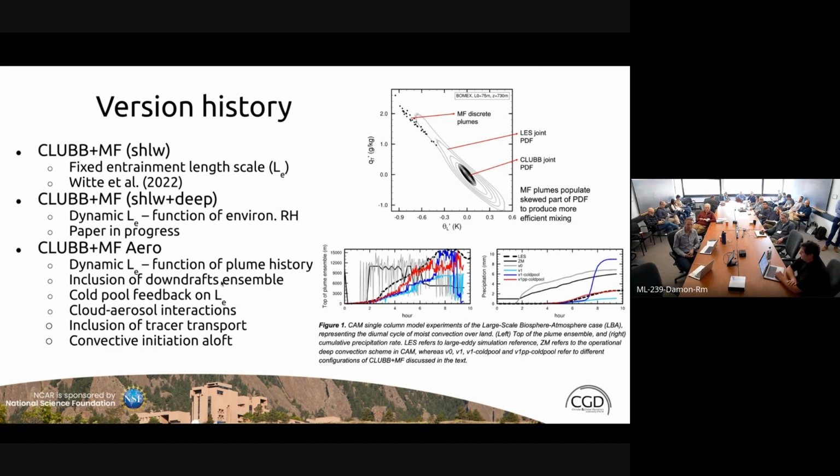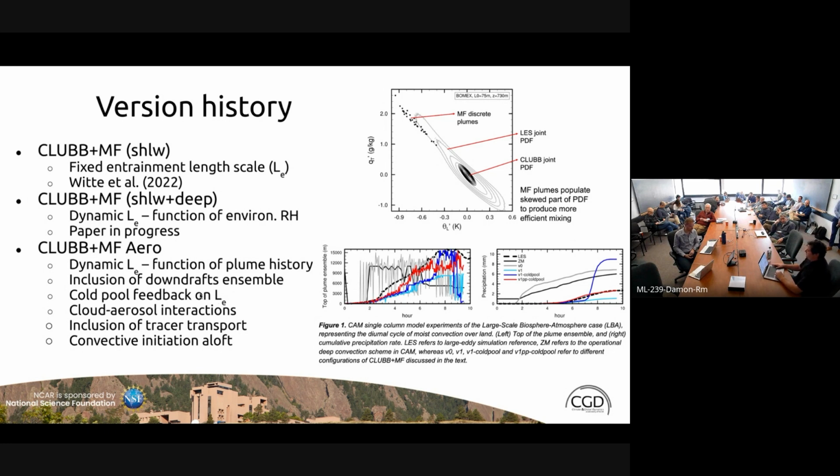Getting that right produces your negative buoyancy that creates the momentum for these downdrafts. And that gave us the ability to utilize a cold pool feedback, which is informed by the strength of the downdrafts. Effectively, the larger the cold pool feedback, the more it increases the entrainment length scale. That is, the larger distance a parcel has to travel before it experiences an entrainment event.